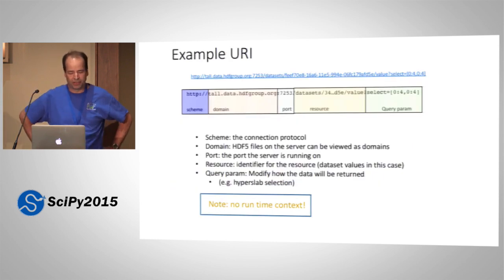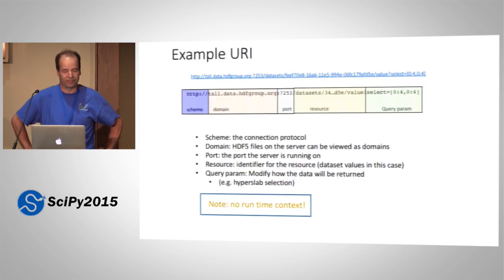So let's look at an example URI and break it down into components. Here, it's a little small font, but it's basically saying I'm using HTTP to access, we call it domain, but it translates to a file in HDF5. So tall.data.hdfgroup.org would translate to the file /org/hdfgroup/data/tall.h5.